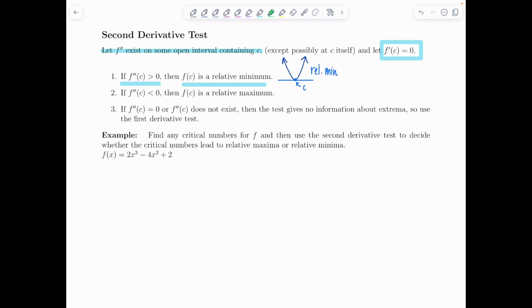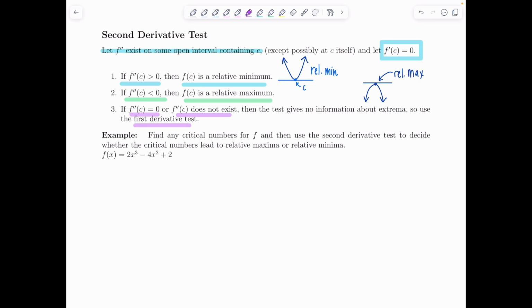And then similarly, if the second derivative is negative, then f of c is a relative max. Second derivative being negative means the graph is concave down. I already know f prime of c is 0, horizontal tangent line. That only works if f of c is a relative max. So basically this gives you a way to identify where you have a relative min or max without having to make the number line for the first derivative. It's pretty good. The only time that it's not useful is this third case. If the second derivative is 0 or it doesn't exist at c, then the test gives no information and you've got to use the first derivative test anyways.